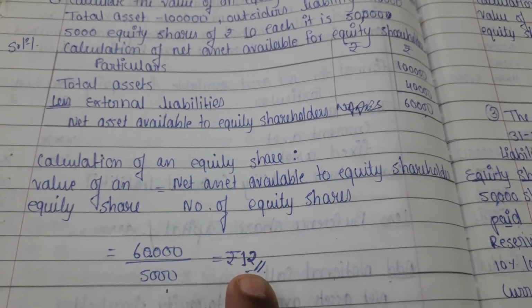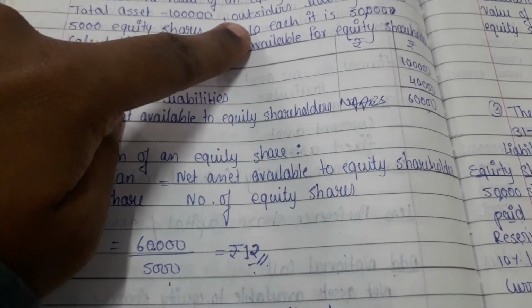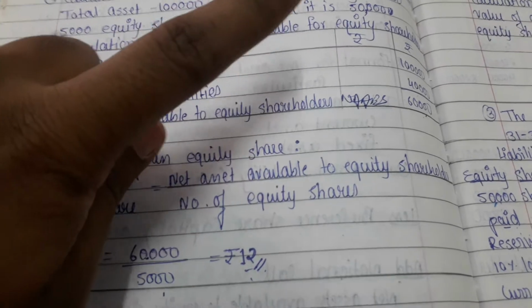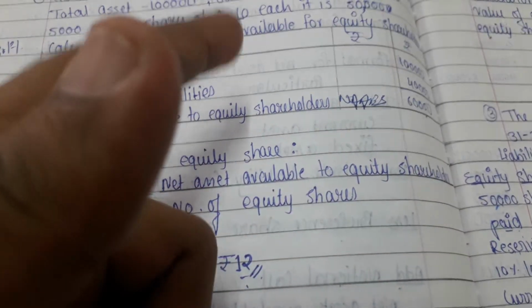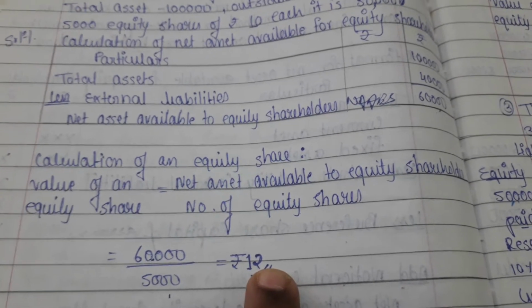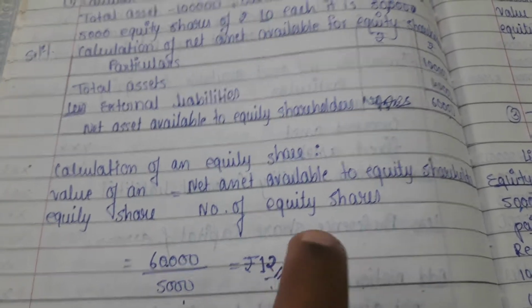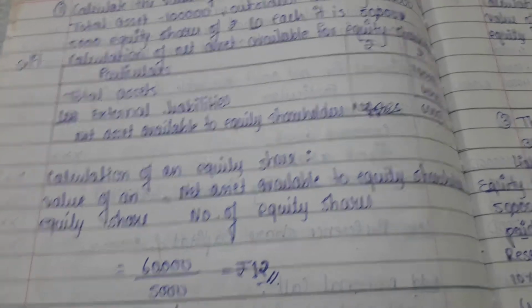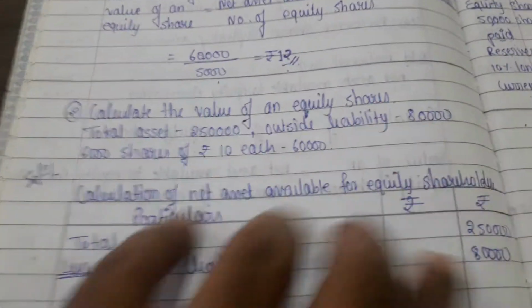Now you can observe over here, first it was 10 rupees value per equity share. When we are valuing it, it came down to 12 rupees. So there was an increment in the share value. Okay, so this is how the calculation of valuation of shares goes on. Clear? The next problem is similar.